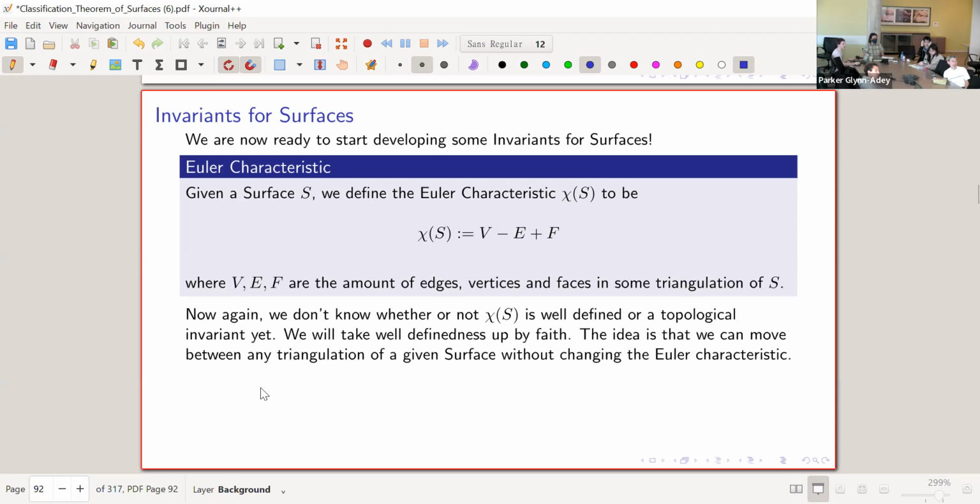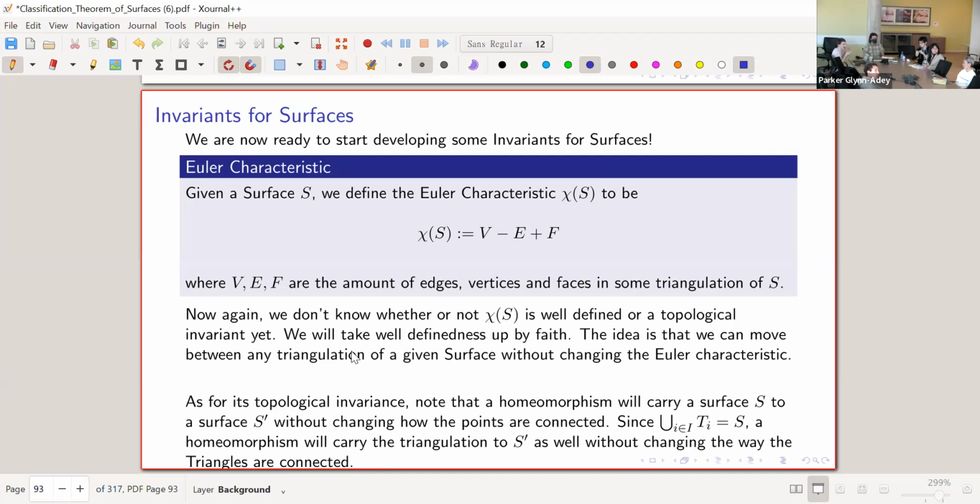Now, we don't know whether this is well defined because it might be dependent on the triangulation, but it turns out that it's not dependent. So no matter what triangulation of the surface you take, the Euler characteristic will be the same. There's a proof of this, but it will take us too far afield to try to prove it here. So we'll take this fact on faith. And we'll also take the fact of topological invariance on faith. But the intuition is, given a homeomorphism and a triangulation of the surface, the homeomorphism will always carry the triangulation to another triangulation on the other surface so that the triangles are connected in the same way.